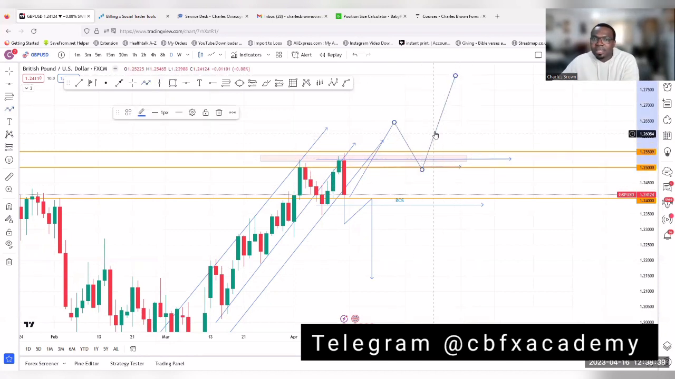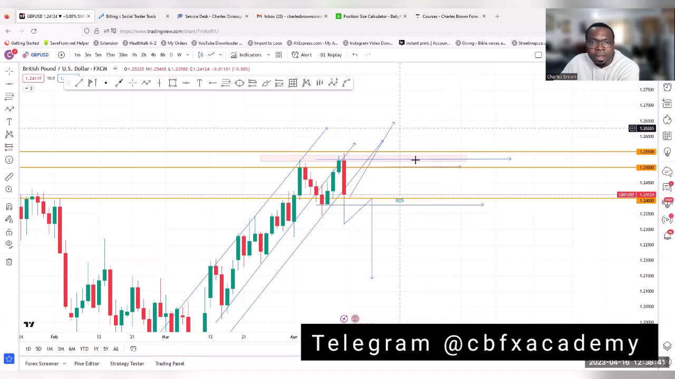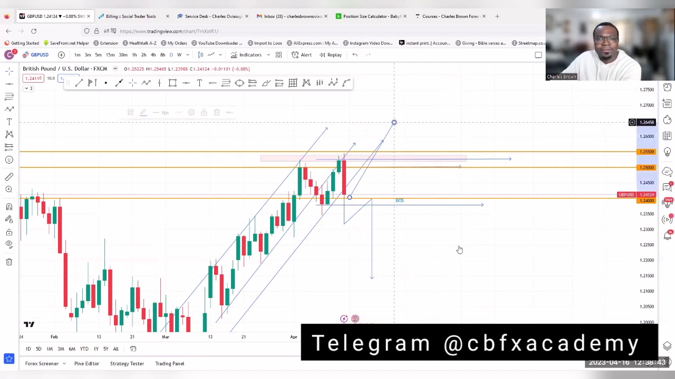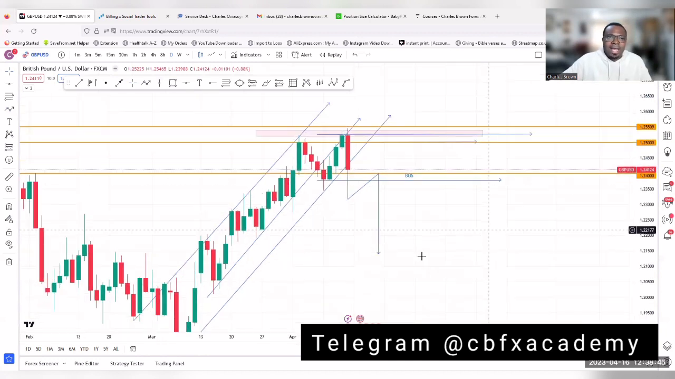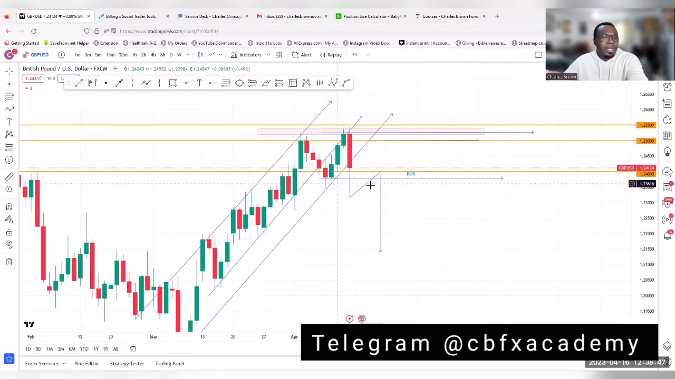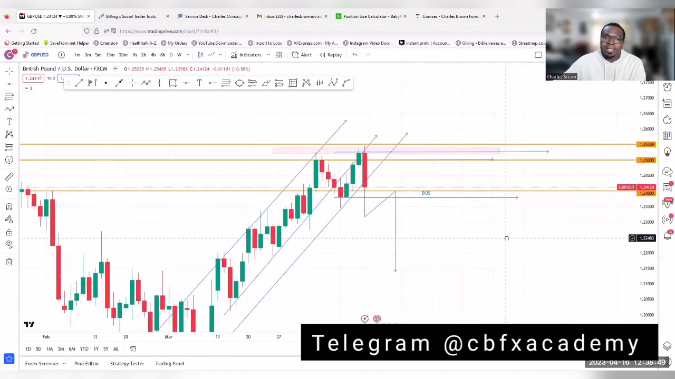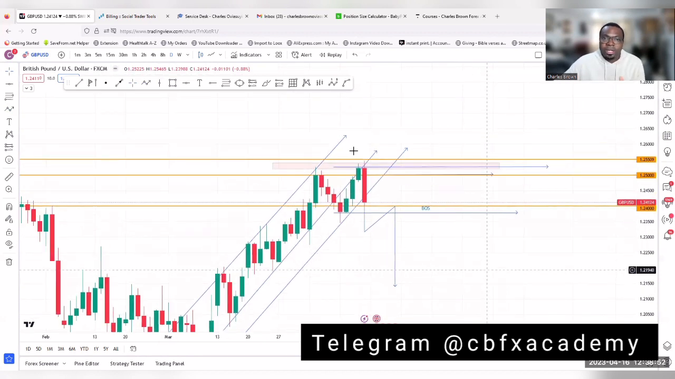But remember, this is the daily time frame. All of this can take some time. All right, let's go to a time frame that we can actually trade as a day trader. As a swing trader, this is what you should be looking for. But as a day trader, a swing trader should wait, all right, for price to break. If it breaks below, look for a sell.